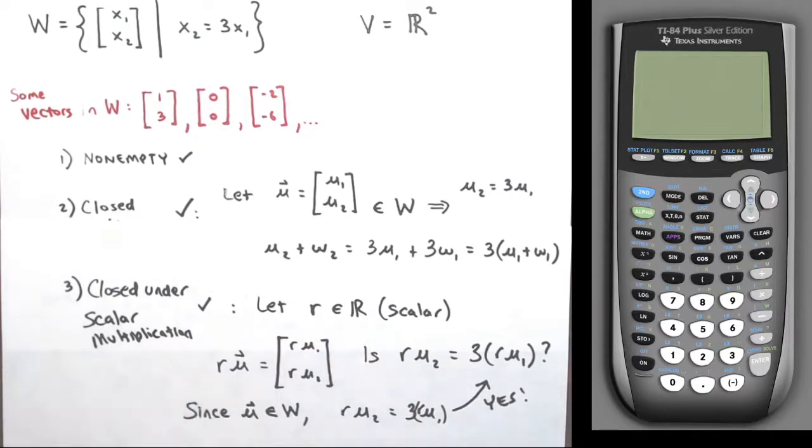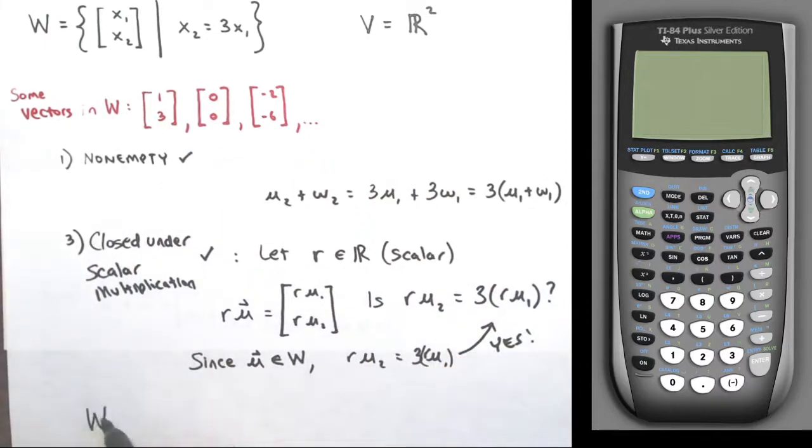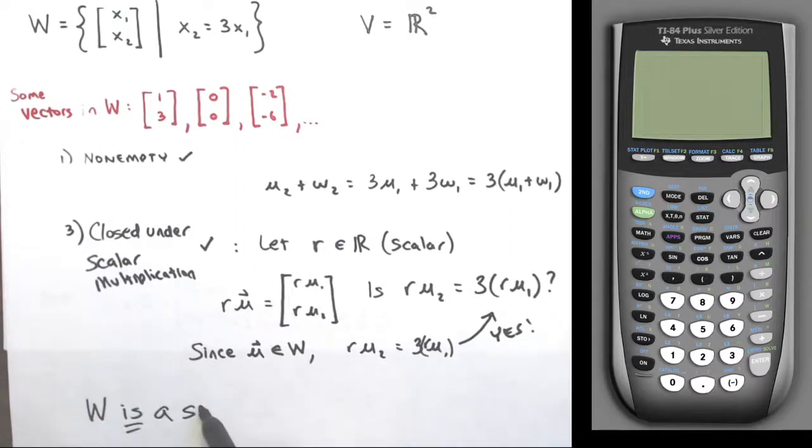So yes, that does indeed happen. Any vector in the set W times any scalar would still be in W, right? So it is closed under scalar multiplication. Therefore, since all three properties hold, W is a subspace of R2.